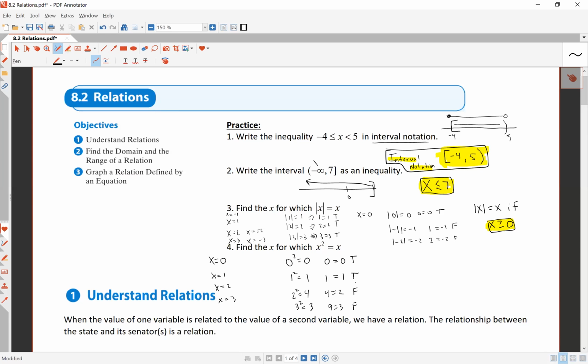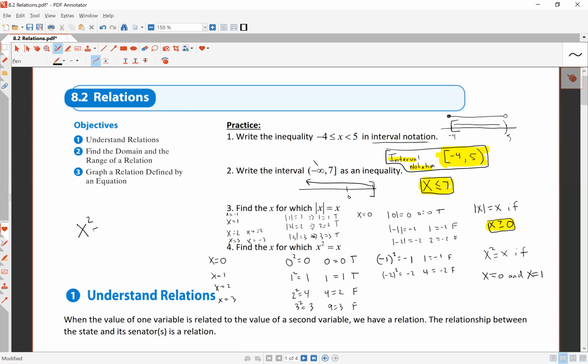So we've found 2 numbers so far that work. X equals 0, x equals 1. If I try -1, squared is -1, that's +1 equals -1. So it's not going to work for the negative numbers either, because when you square a negative number, it becomes positive. So the only 2 numbers for which x squared equals x is x equal to 0 and x equals 1.